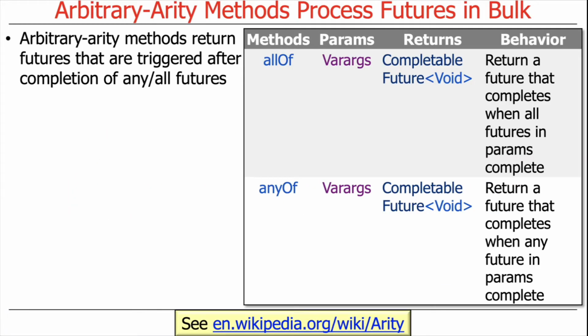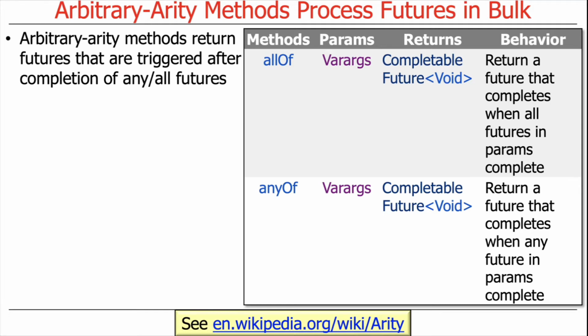So these arbitrary-arity methods return a completable future that's triggered after the completion of any or all other completable futures that were passed as parameters to these methods. And here are the basic 2 methods we're talking about, allOf and anyOf. Both of them, as you can see, take so-called varargs parameters, which is basically an arbitrary-sized list of values. That's why they're called arbitrary-arity, for the number of parameters can be arbitrary.